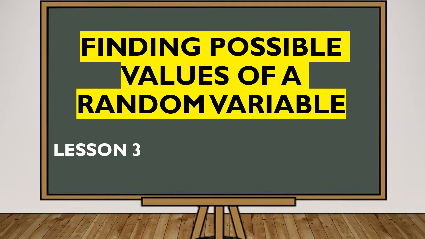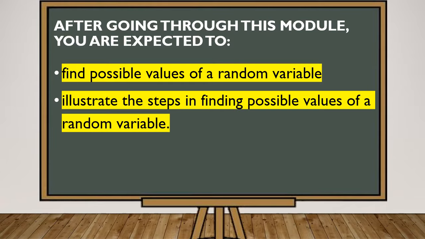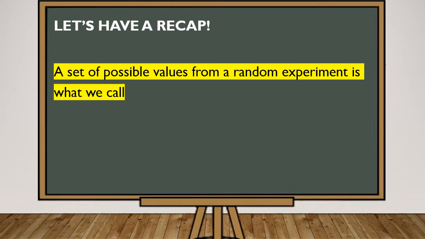Our next lesson is all about finding possible values of a random variable. So this is our lesson 3. Our objectives for this lesson are to find the values of a random variable and illustrate the steps in finding possible values of a random variable. So let's have a recap.